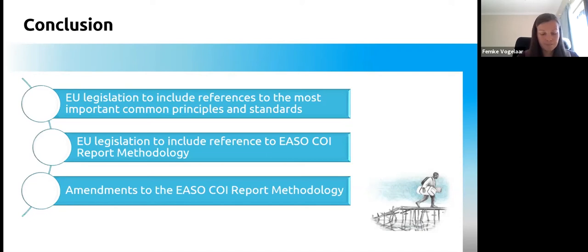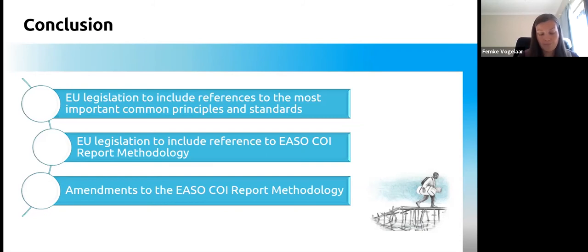And second, the EASO COI report methodology, or the methodology that will be developed by the Asylum Agency, should be explicitly mentioned in the future Asylum Procedure Regulation. I think by explicitly including the main principles and standards in EU legislation, member states will be obligated to apply the standards as they have become independent norms. The wide discretion with regards to COI will be tightened.